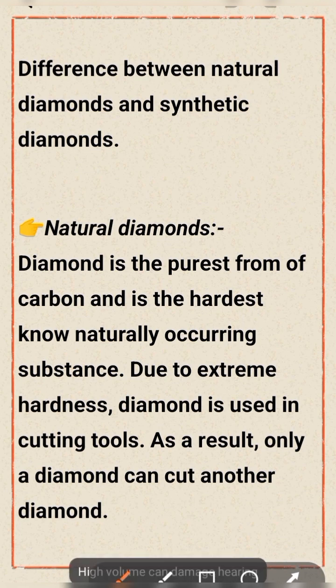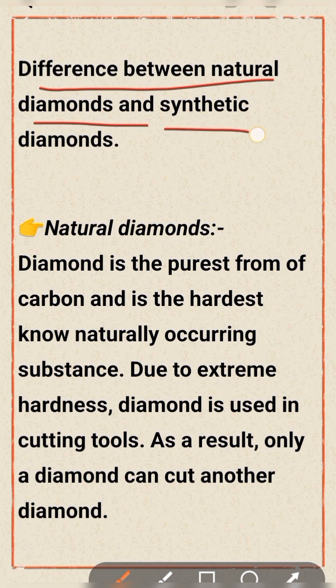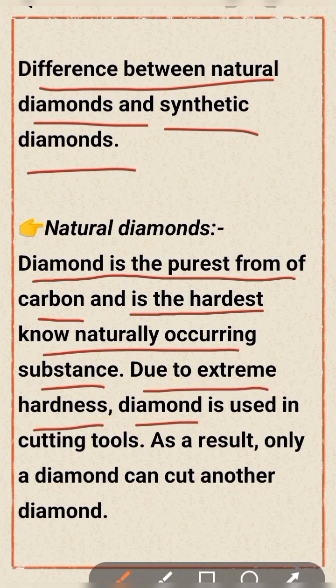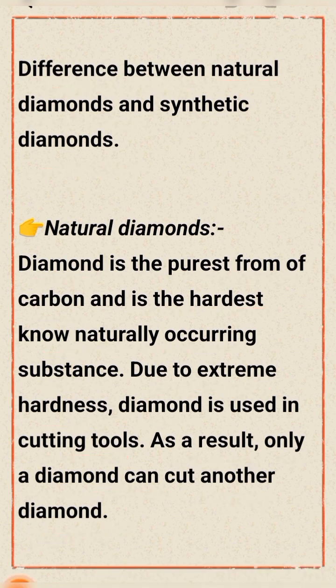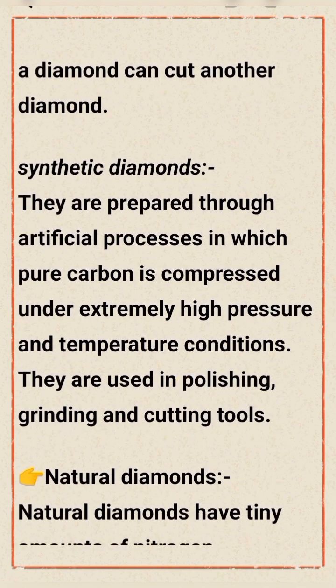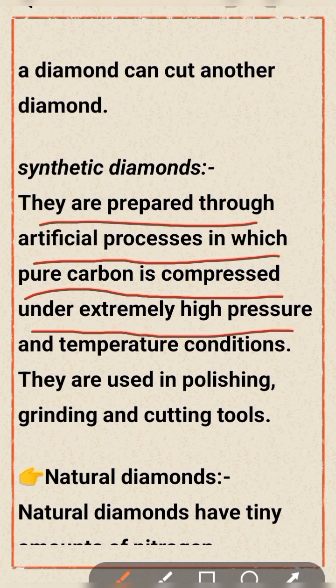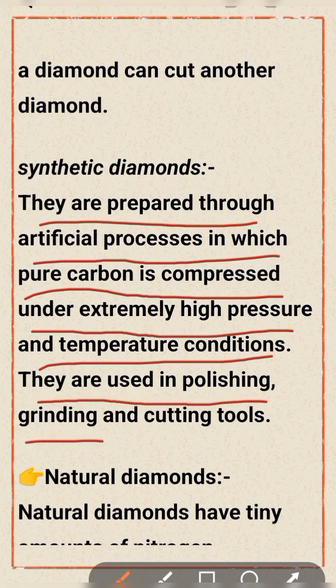My dear viewers, now difference between natural diamonds and synthetic diamonds. Natural diamond is the purest form of carbon and is the hardest known naturally occurring substance. Due to extreme hardness, diamond is used in cutting tools. As a result, only a diamond can cut another diamond. Next part, synthetic diamond. They are prepared through artificial processes in which pure carbon is compressed under extremely high pressure and temperature conditions. They are used in polishing, grinding and cutting.